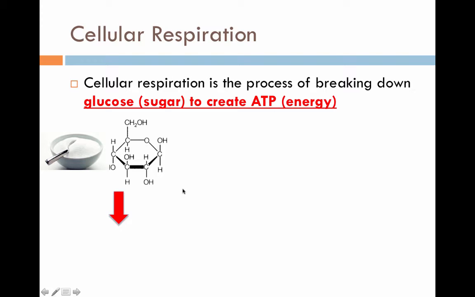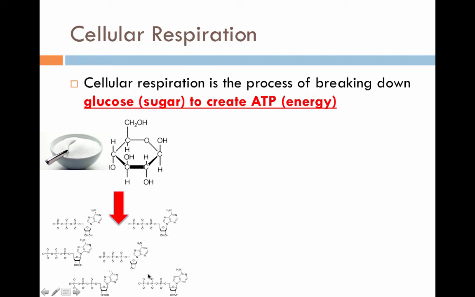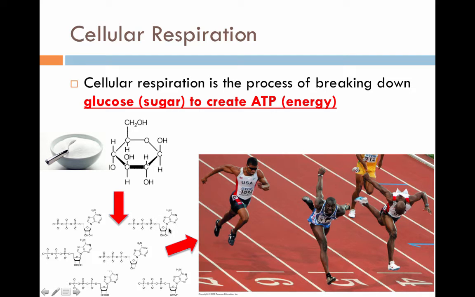Every time you eat glucose, your body breaks it down into a bunch of ATP. Remember, ATP is made of 3 phosphates, a base, and a sugar. ATP is then used by your body for energy. So let's say you go out running, you're using ATP. Maybe you're writing down notes to this video, you're using ATP. Whenever you do anything, your body is using ATP.